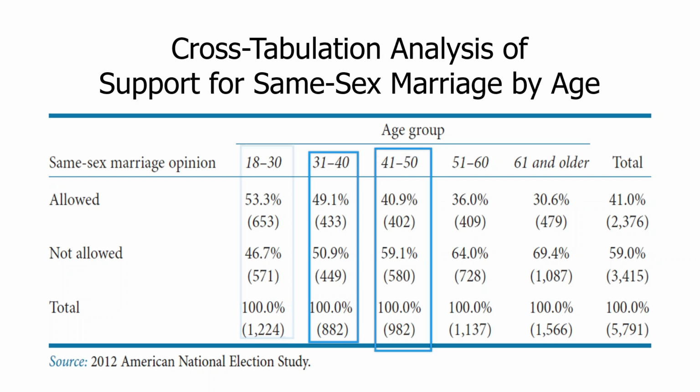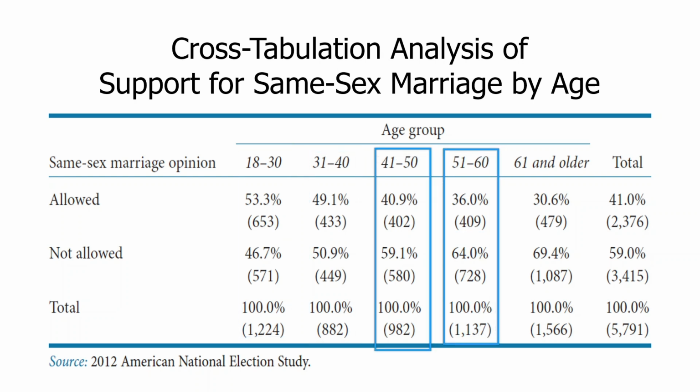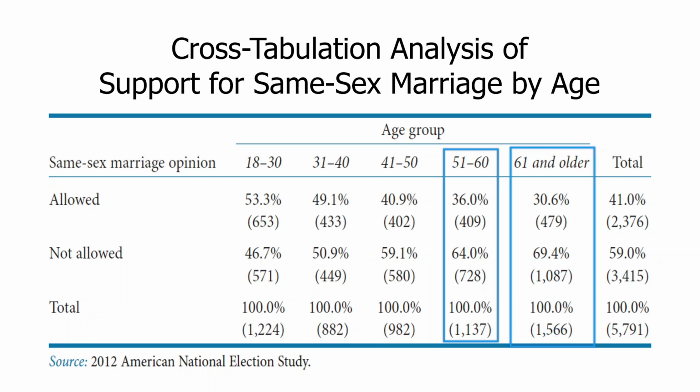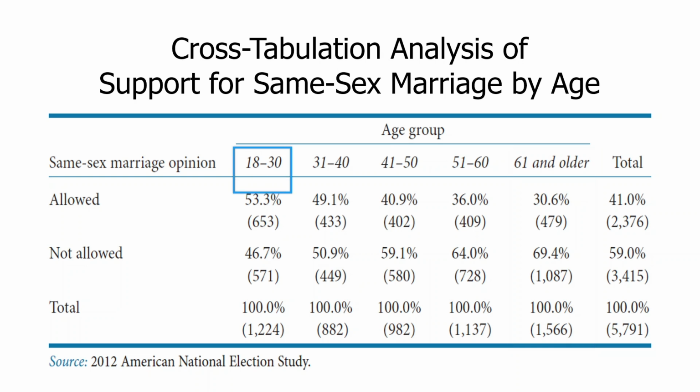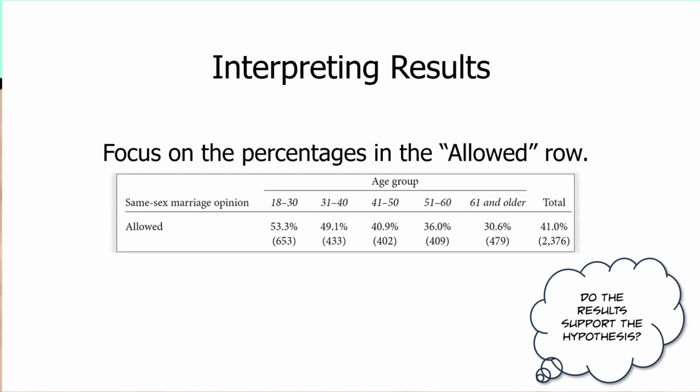And to reemphasize, the percentages are of categories of the independent. So, for example, 53.3% of the youngest group say same-sex marriage should be allowed. 46.7% say not allowed, summing to 100% at the bottom. And do that for each age group. And you can eyeball these numbers. You can see as we move across values of the independent at one value of the dependent, the percentages saying allowed declines. Focus on the percentages in the allowed row.